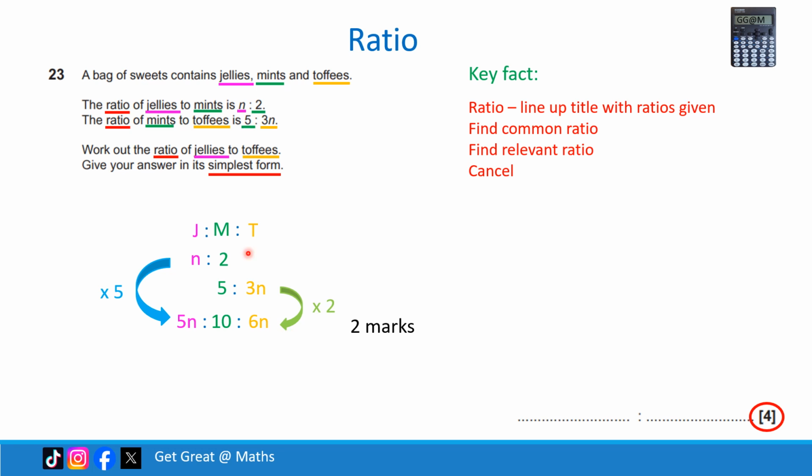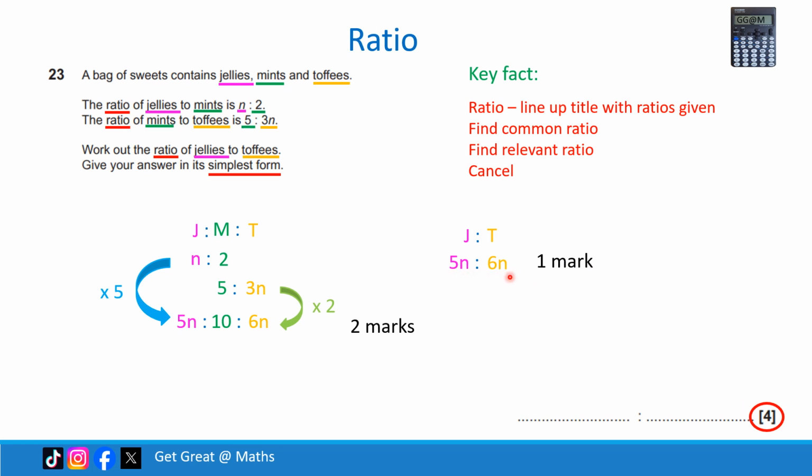Now the question wants to know the ratio between the jellies and the toffees. So all I need are the jellies part and the toffees. So I'm going to take the jellies and the toffees, which is 5n to 6n. That will give you 1 mark for comparing jellies to toffees.